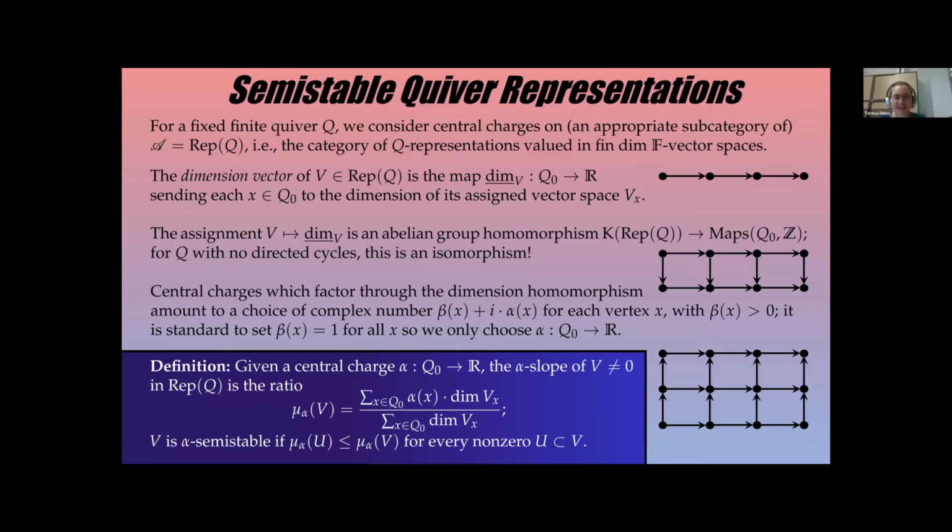Someone in the chat asks, what is Q0 again? Q0 is the set of vertices. Did I not say that? Okay, so Q0 is the set of all vertices of the quiver, the dots and not the arrows. Yes, okay, good.